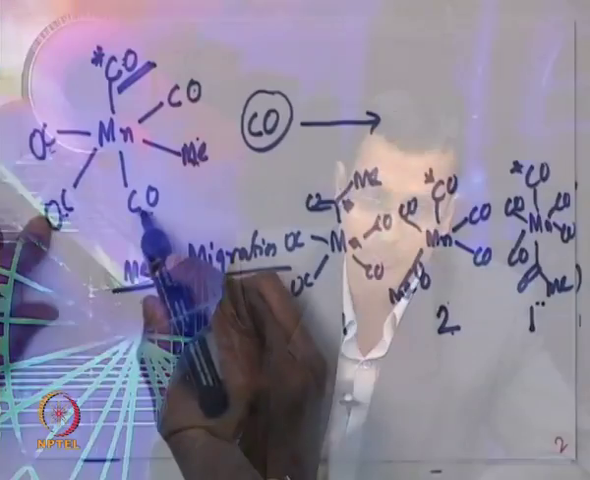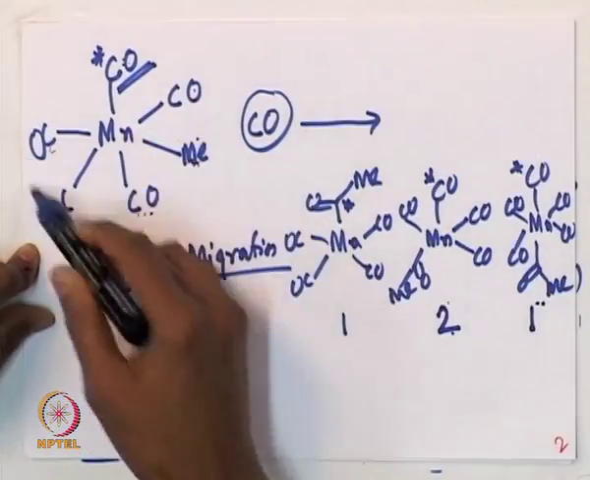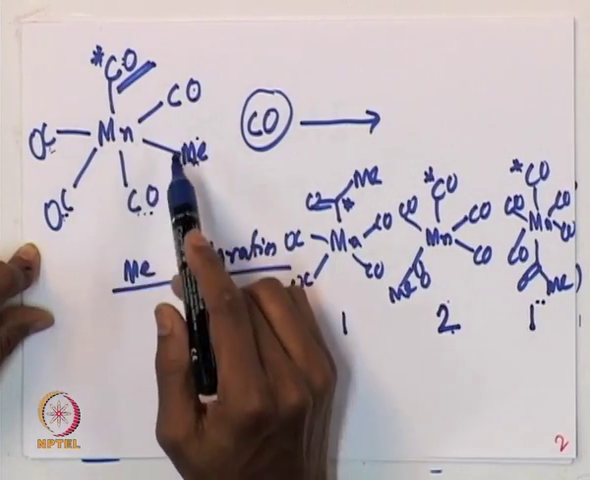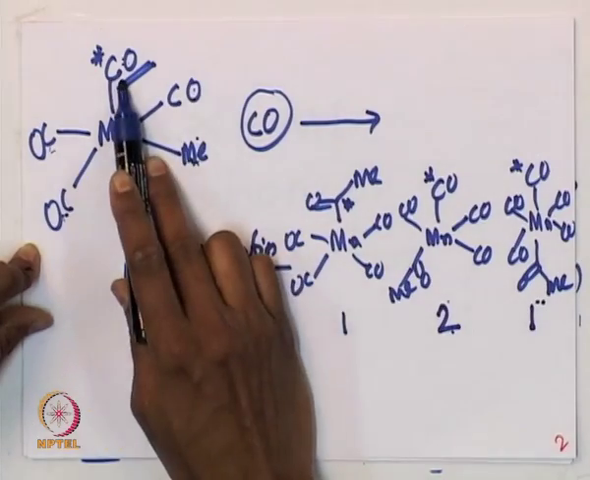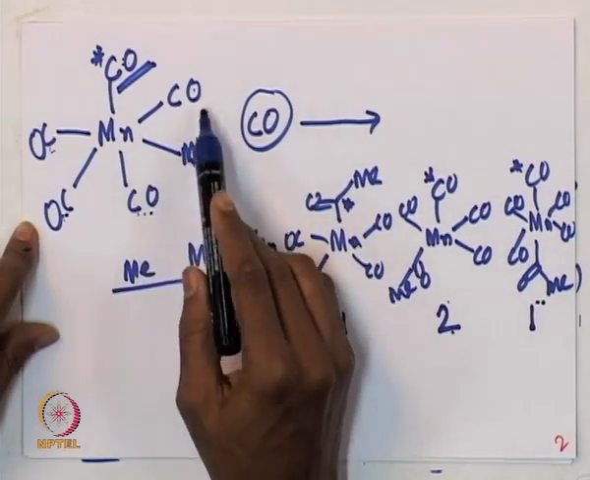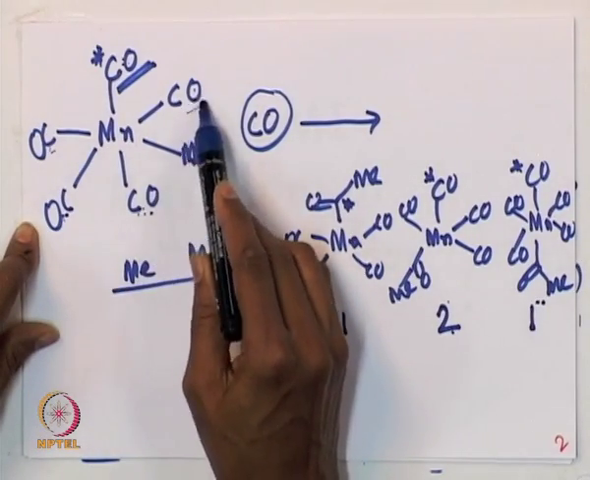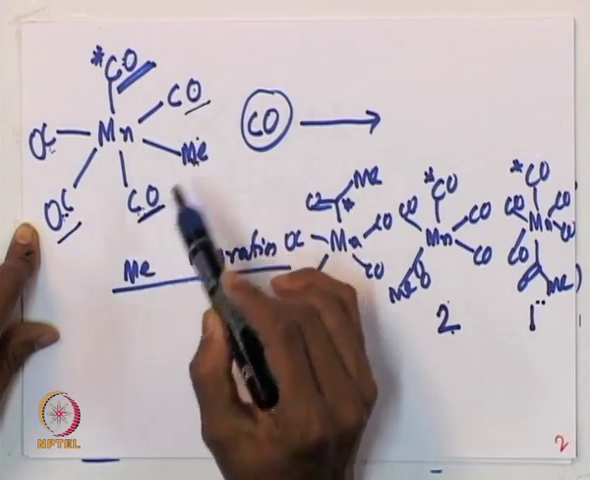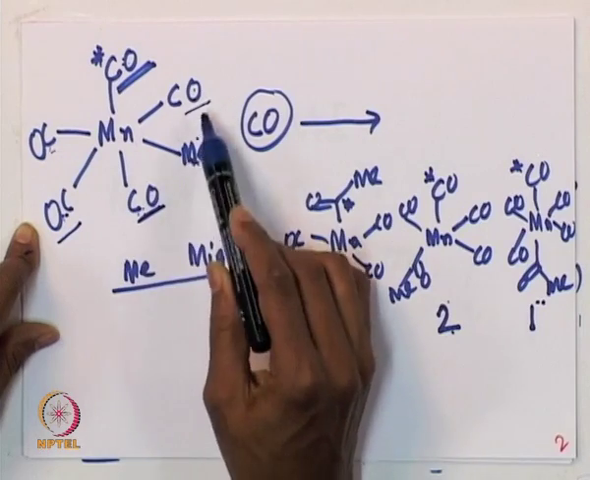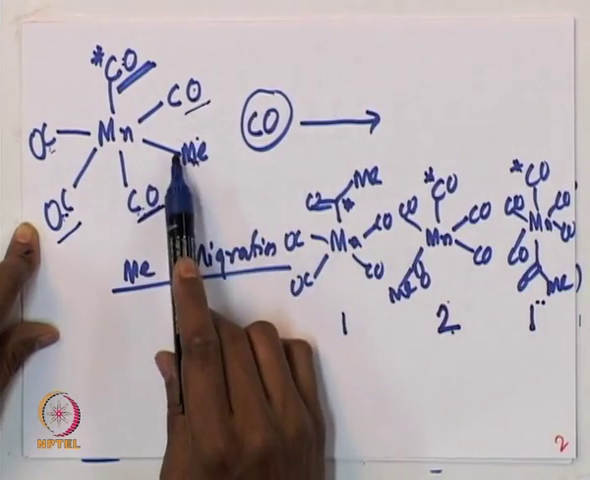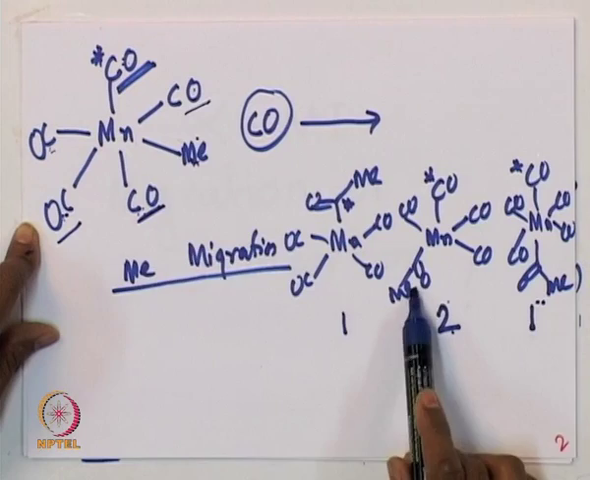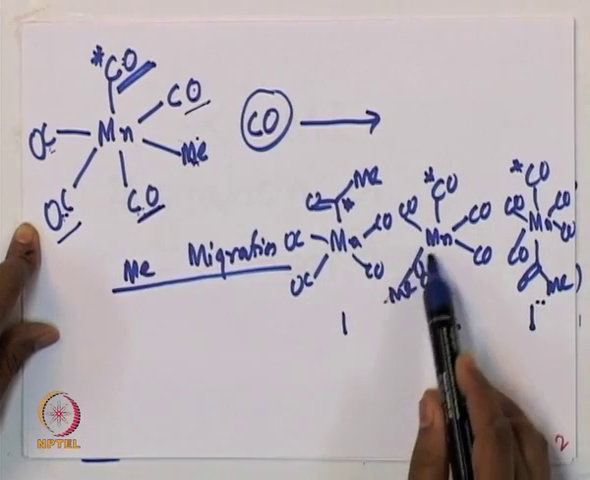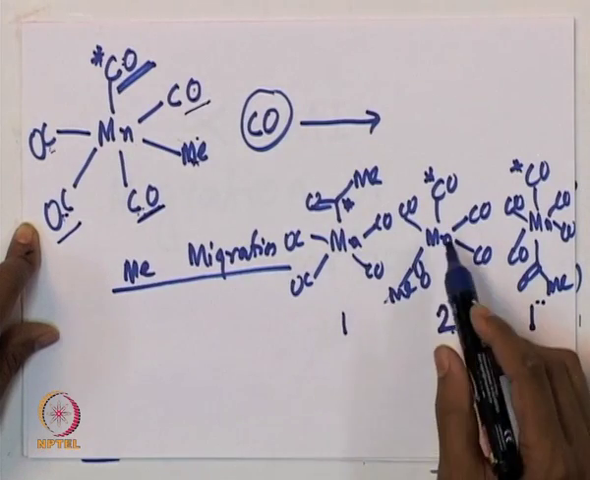Let us go back to the same compound again. Now, imagine methyl is not migrating, but CO is inserting. If CO is inserting, then this CO and these 3 CO will all give you exactly the same product, that is COMe. COMe will be in the equatorial position.